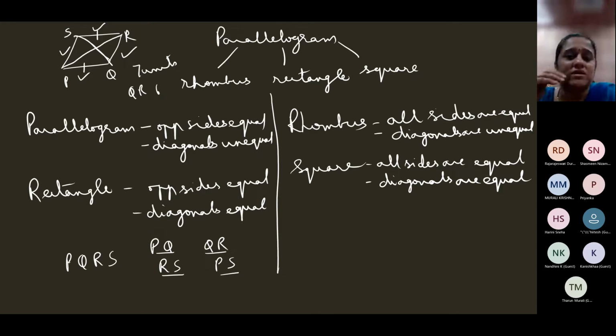So this is what it is. You will be comparing a parallelogram and a rectangle. Opposite sides equal is a similarity. The difference is diagonals are unequal in a parallelogram, but the diagonals are equal in a rectangle.